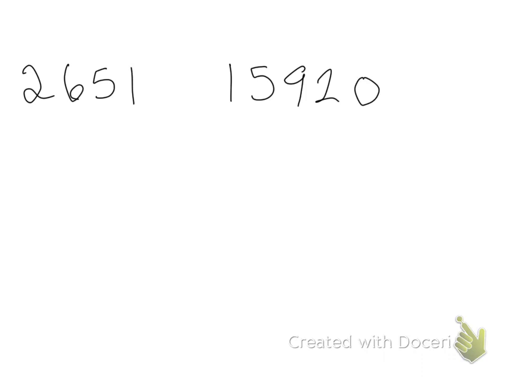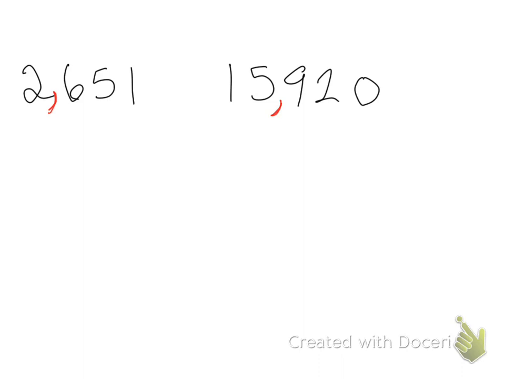So let's put commas in these numbers. So this first one is 2,651. So my comma goes after the 1,000. 2,000, 651. The next number is 15,920. So I would say 15,000, 920.